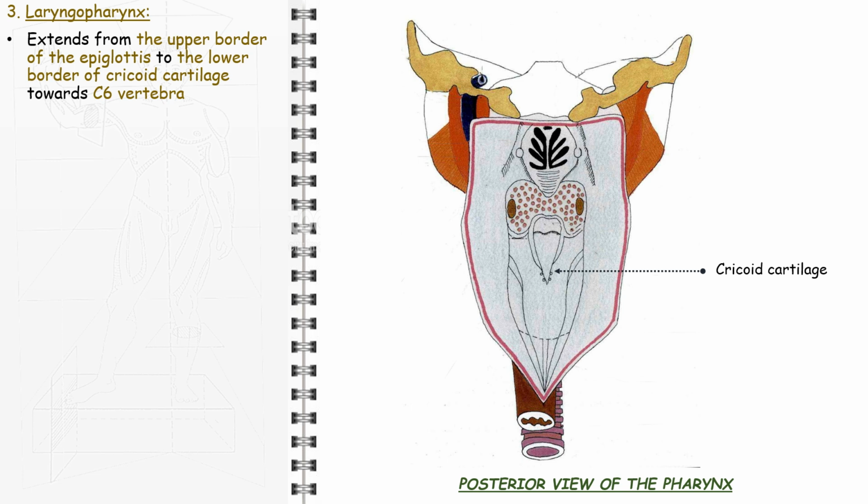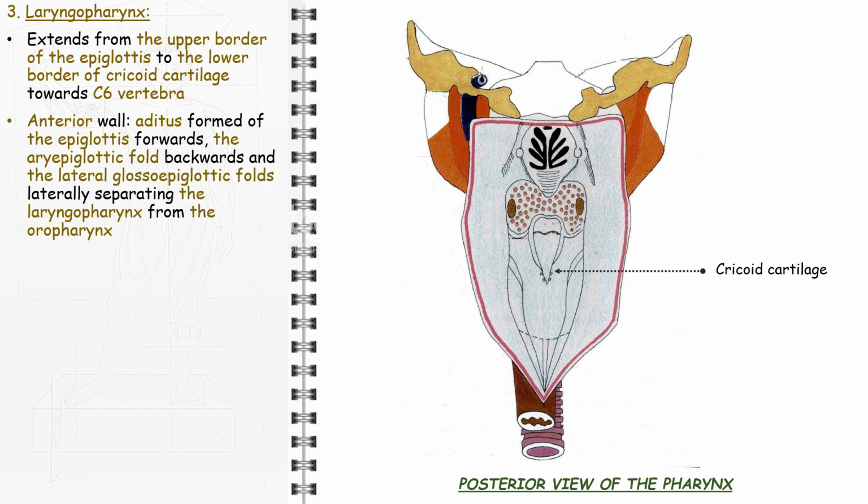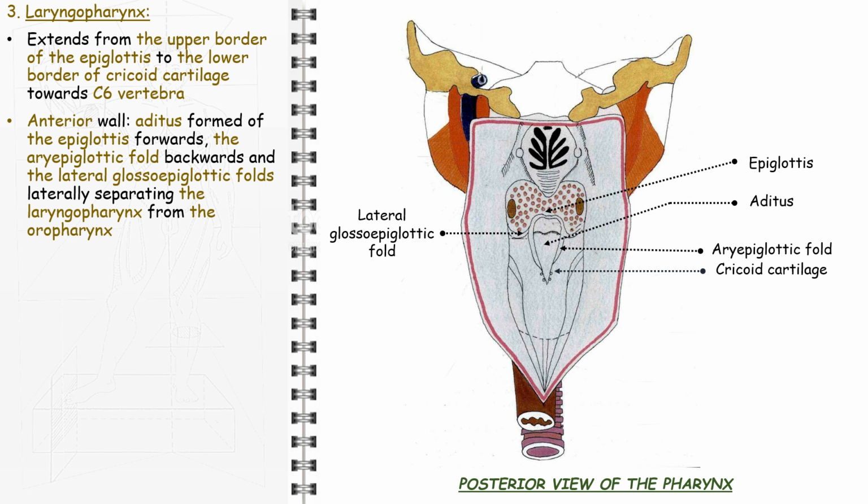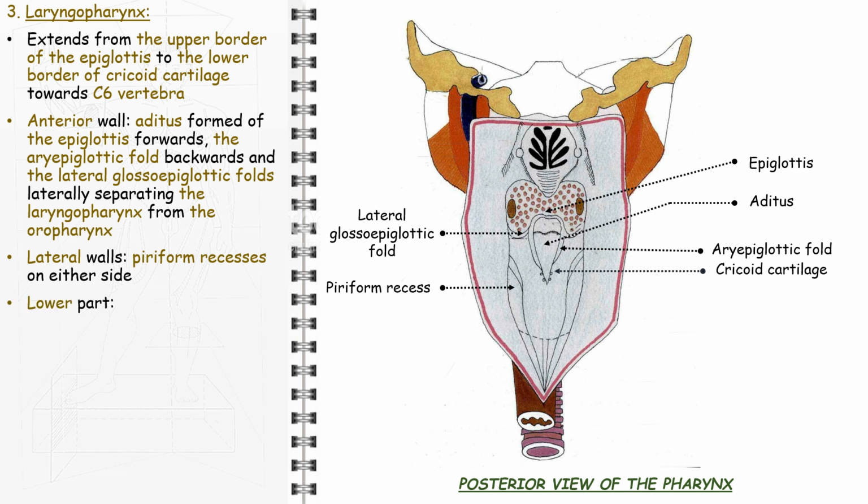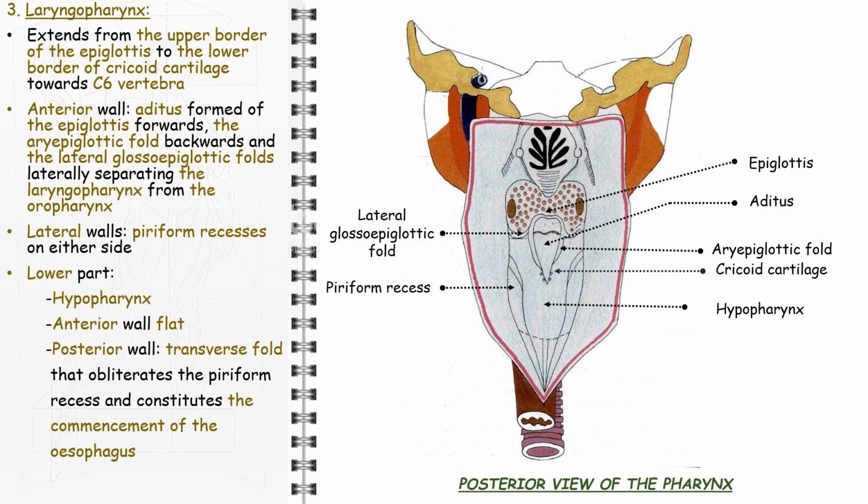Its anterior wall, known as the aditus, is formed of the epiglottis forwards, the epiglottic folds backwards, and the lateral glossoepiglottic folds laterally, separating the laryngopharynx from the oropharynx. Its lateral walls contain the piriform recesses, two vertical gutters, on either side. Its superior medial margin is folded and contains the internal branch of the superior laryngeal nerve and its artery. The lower part of the laryngopharynx is, namely, the hypopharynx. Its anterior wall is flat and its posterior wall appears as a transverse fold that obliterates the piriform recess and constitutes the commencement of the esophagus.